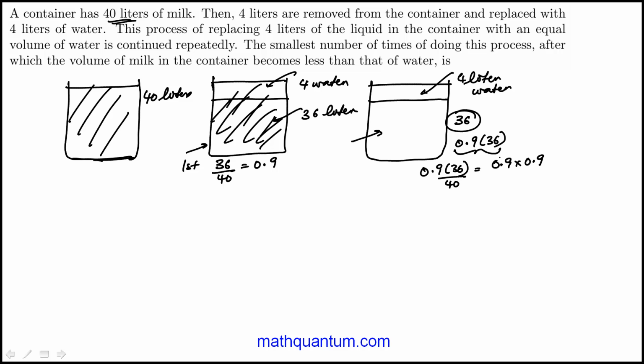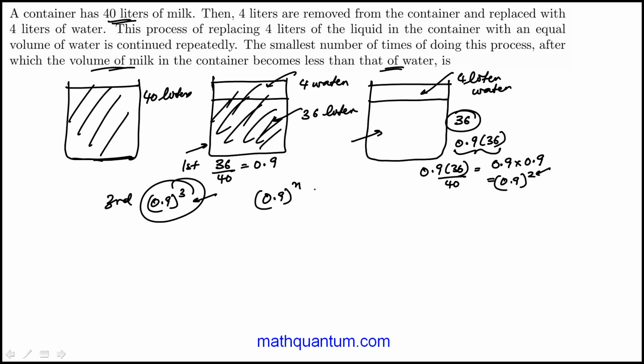So repeatedly, we'll get this 0.9 to the power, meaning this power refers to how many times this replacement has been done. So we can see that if we do it the third time, it would be 0.9 cubed, and then this continues. The question is, at what stage, or after how many times, would the volume of milk in the container become less than that of water? So we want this fraction of milk, and this is the condition we're looking for, to be less than 0.5.